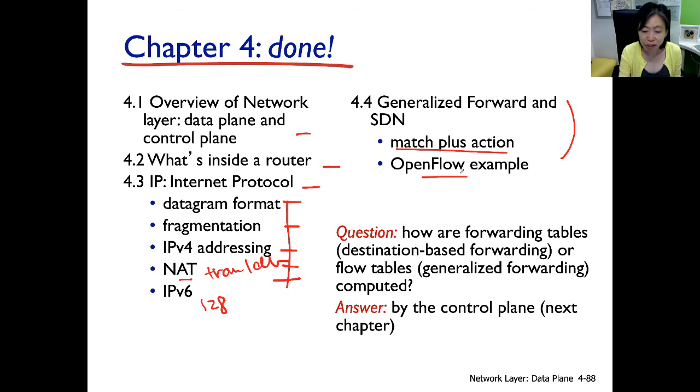The next question to ask, and I think Pei An asked it earlier: how does one decide what the forwarding table and the flow table look like? How does the control plane do the routing computation, or a combination of route computation and maybe some other preferences, so that we could set up these forwarding tables and flow tables to install to the data plane of the routers? The answer is the control plane is doing it, and that is chapter 5.